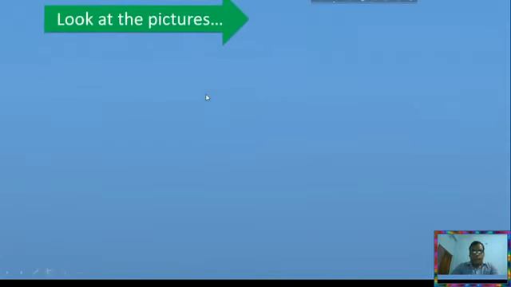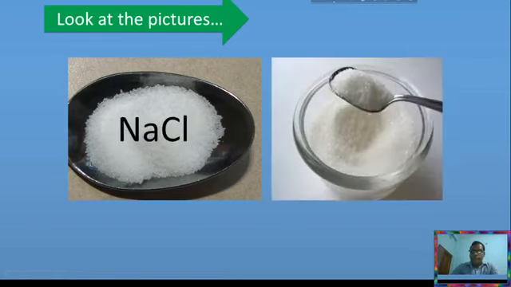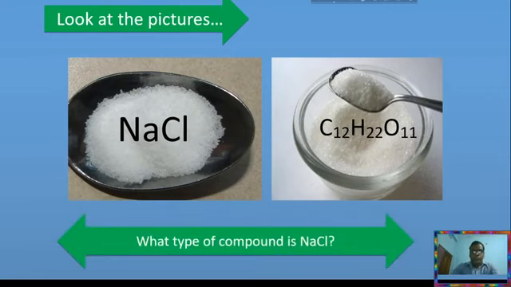So dear students, look at the picture. This is the first picture for you, and I think you know the name of the substance. Actually, this is table salt and its chemical formula is sodium chloride. And another picture is here, and this is table sugar and its chemical formula is carbon 12, hydrogen 22 and oxygen 11.